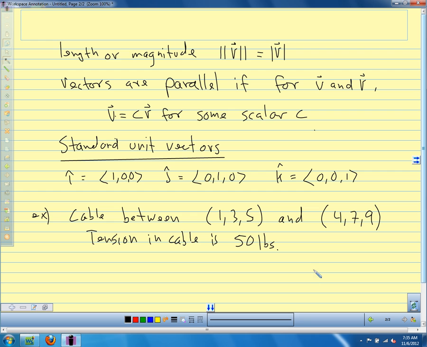So anybody have an idea of how we might do this? So let's say our cable is anchored somewhere. It's anchored at this point, and it's holding something up, and what it's holding up is at that point. So we have the points here where our cable is stretched, and we know the tension is 50 pounds, and we want to represent the force, this tension in the cable, as a vector.